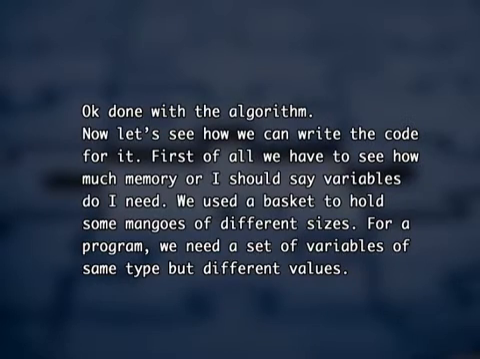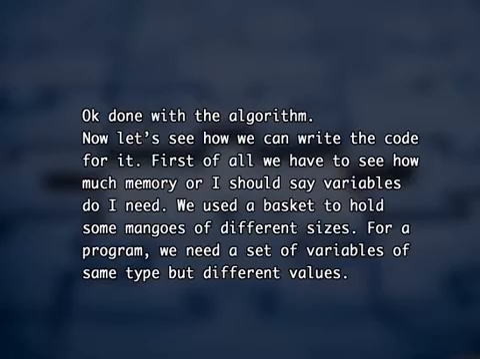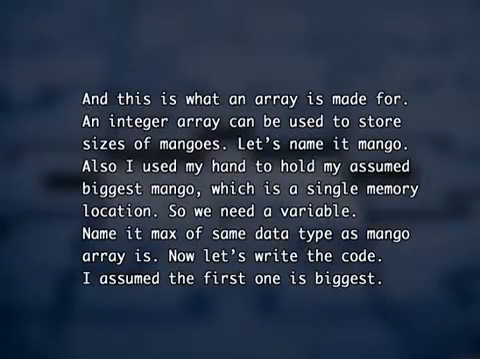First of all, we have to see how much memory, or I should say variables, I need. We used a basket to hold some mangoes of different mass. For a program, we need a set of variables of the same type but different values, and this is what an array is made for. An integer array can be used to store the masses of mangoes. Let's name it mango. Also, I used my hand to hold my assumed biggest mango, which is a single memory location. So we need a variable. Let's name it max, of the same type as the mango array.